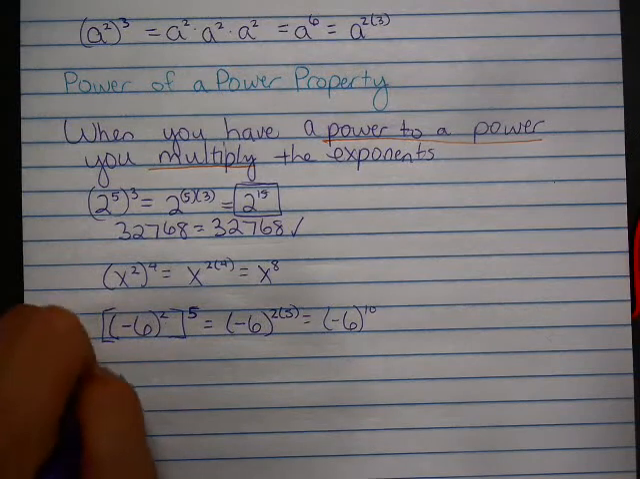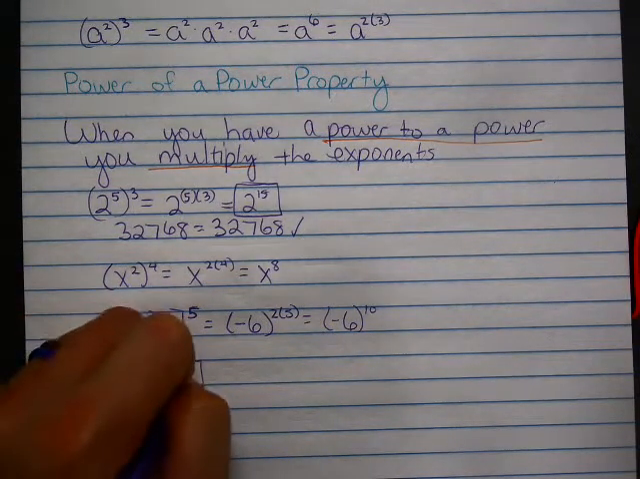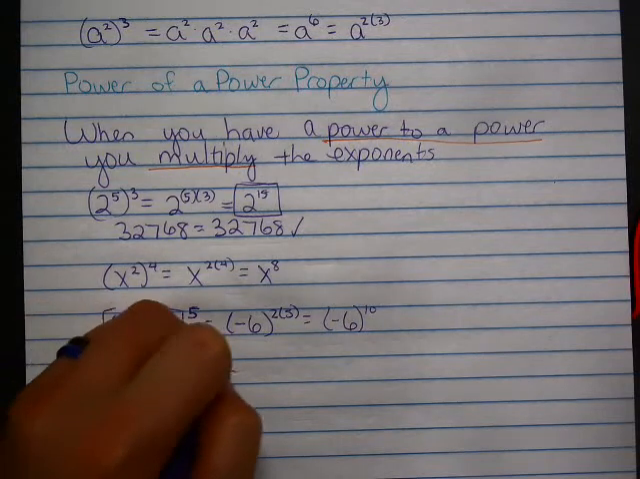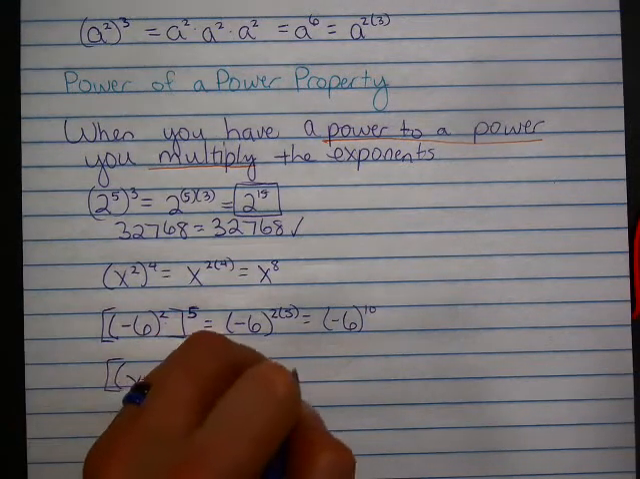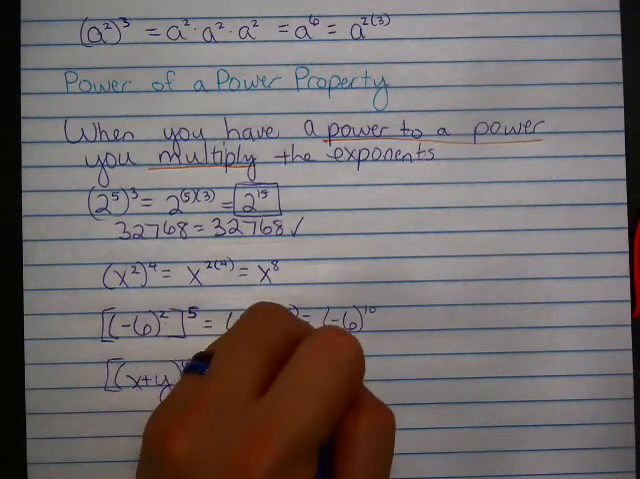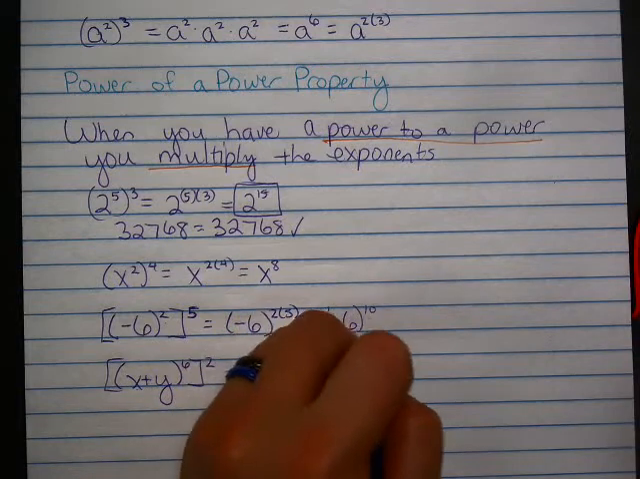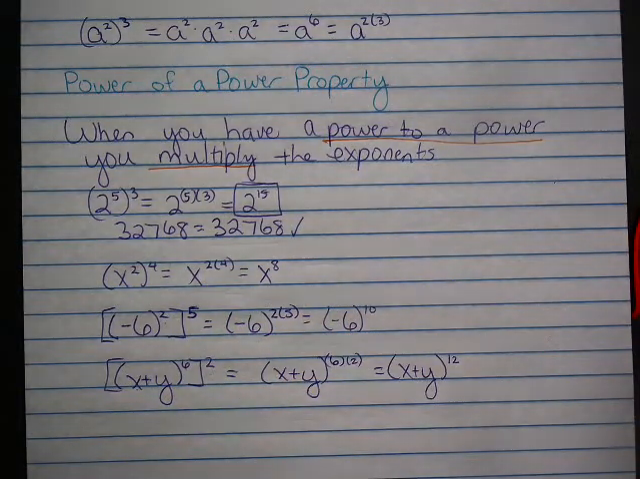Okay, and then our last one, we haven't done these yet. So x plus y to the 6th squared. I'm just going to keep this in here because it's addition, so I'm not going to do anything with it. And then it's 6 times 2, which is x plus y to the 12th. And I'm done. I've solved all of them.